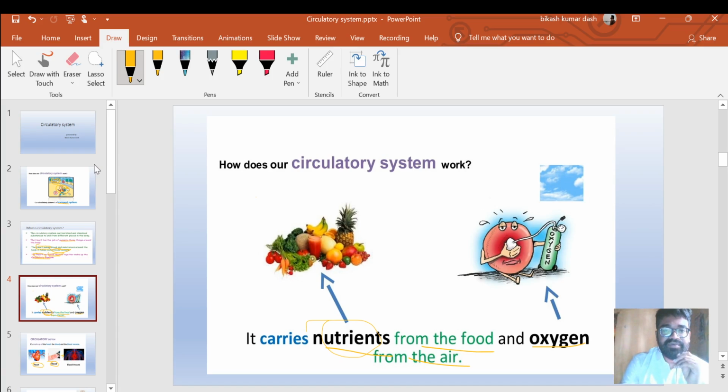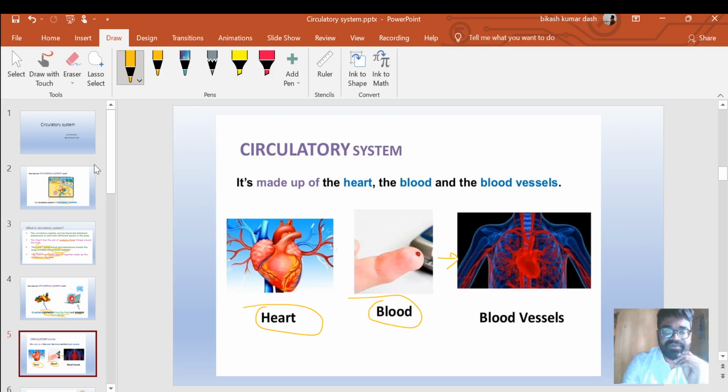Let's have a look at what it carries. Generally, it carries the nutrients from the food and the oxygen from the air, without which, as we know, we cannot survive. So it plays a vital role in survival also. Let's have a look at what it constitutes. Generally, it constitutes of three main parts, that is the heart, the blood, and the blood vessels.